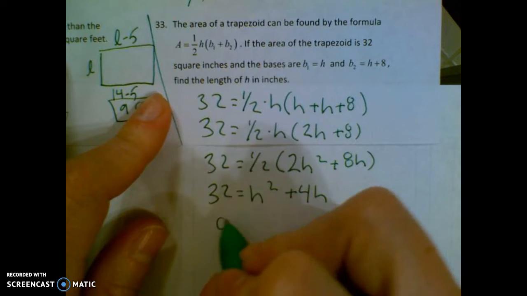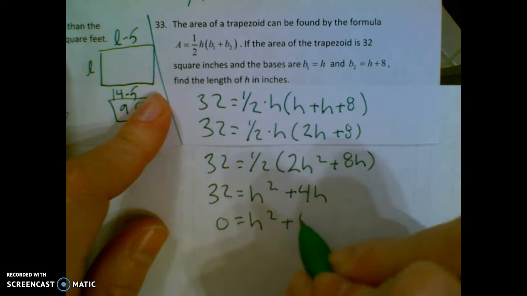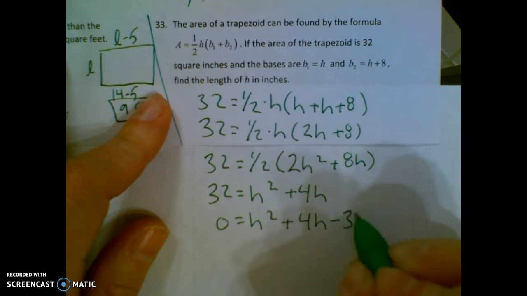Move your 32 over, and again, same thing we do repeatedly is get it equal to 0, and we're going to solve.